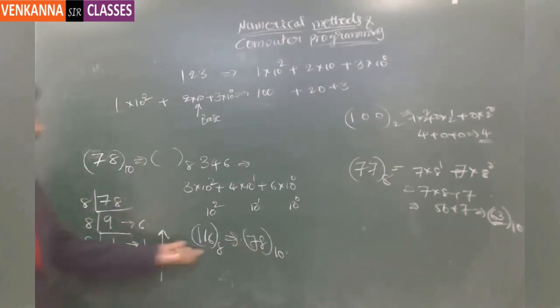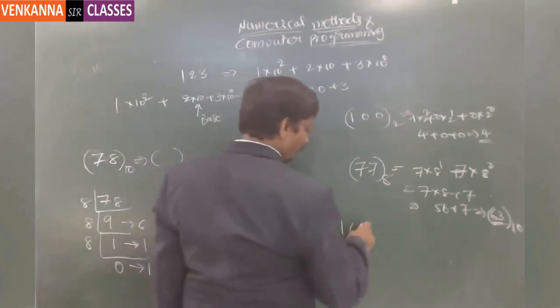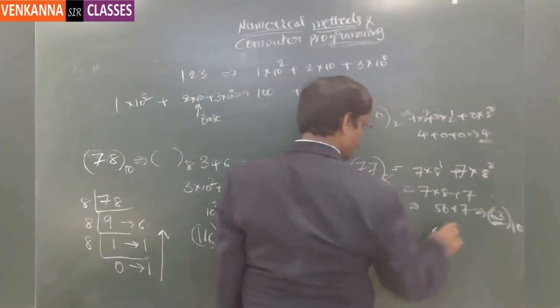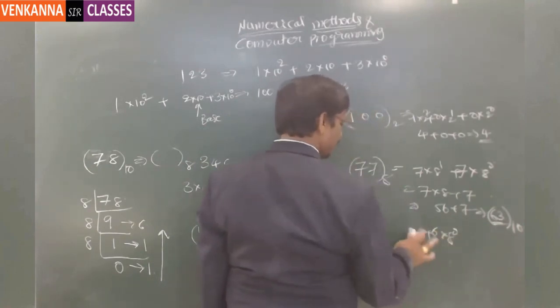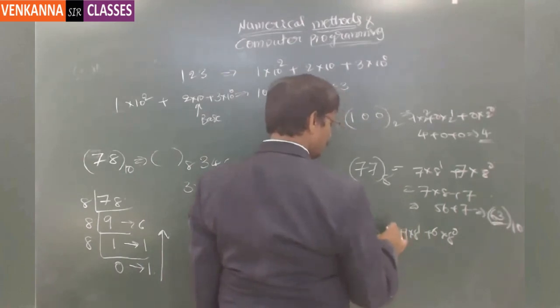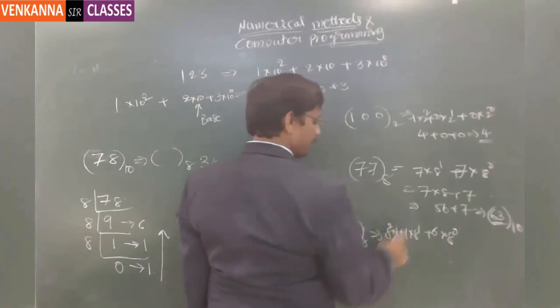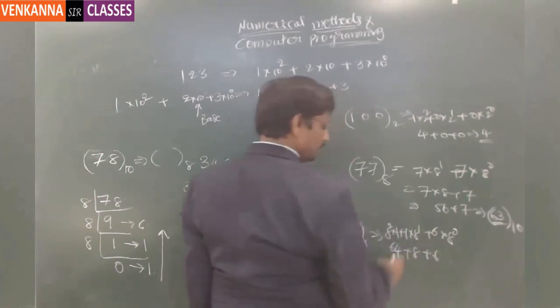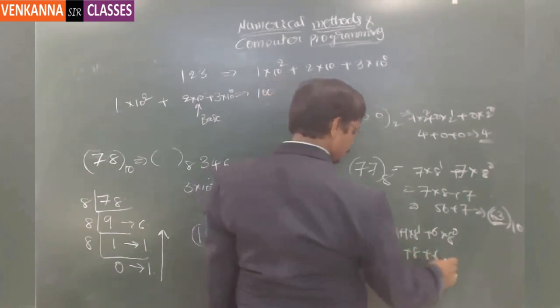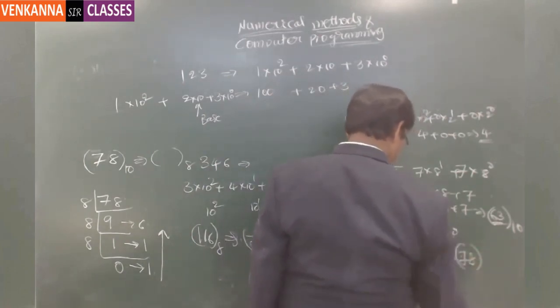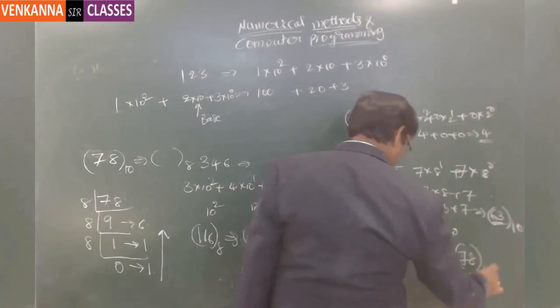Now if you want to verify it, you can cross check it. 116 base 8 can be written as 6 into 8 power 0, plus 8 power 1 into 1, plus 8 square into 1. Now here this is 64, and this is 8, plus 6. So this is 78. Got it?